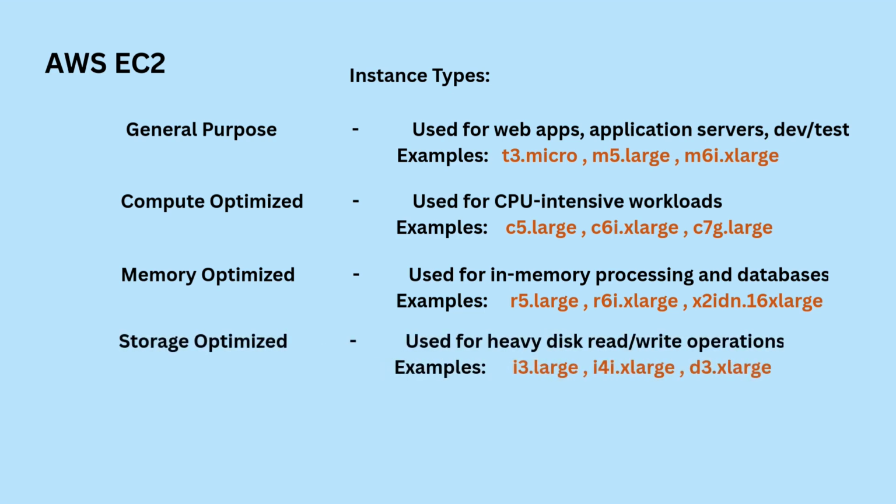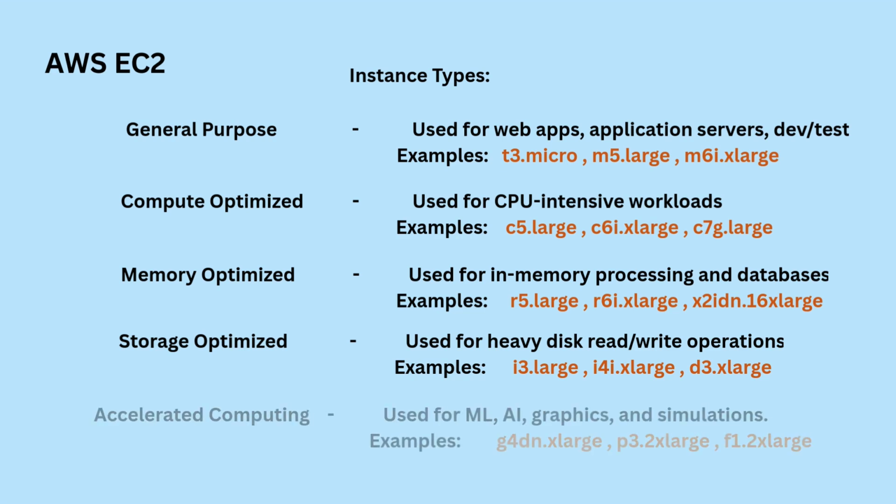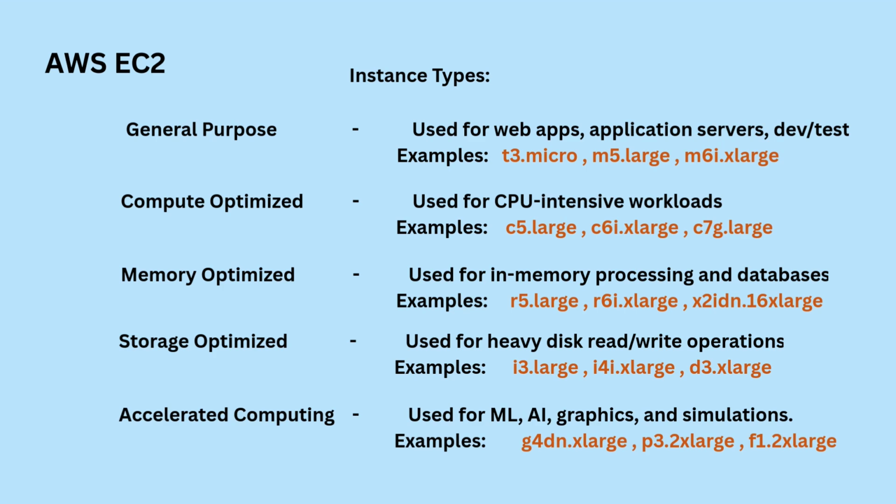Next, we have storage optimized. These are designed for workloads that require high sequential read-write access, and they deliver thousands of low latency input-output operations. And lastly, we have accelerated computing, which is also called GPU computing. These types of instances use special hardware called GPUs, and these are for extremely fast performing workloads like machine learning or AI experiments.